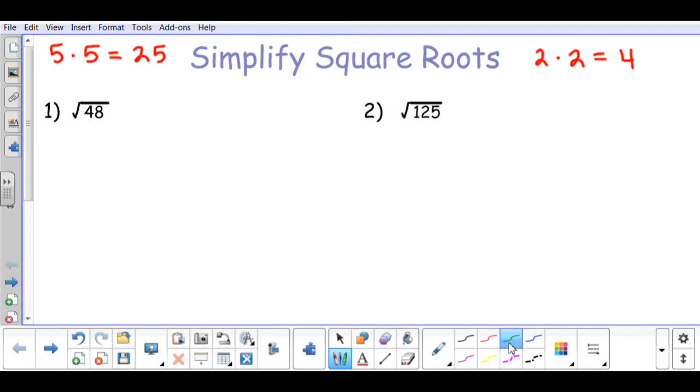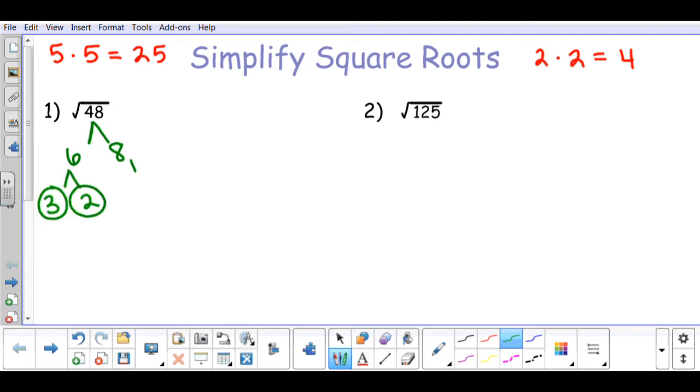So if I look at number 1, the square root of 48, I'm going to think of any two numbers that will multiply to give me 48. I know 6 times 8 will give me 48, and I want to break all of these down to prime numbers. 6 will break down into 3 and 2. Neither one of those can go any further, so we're going to circle those numbers at the bottom.